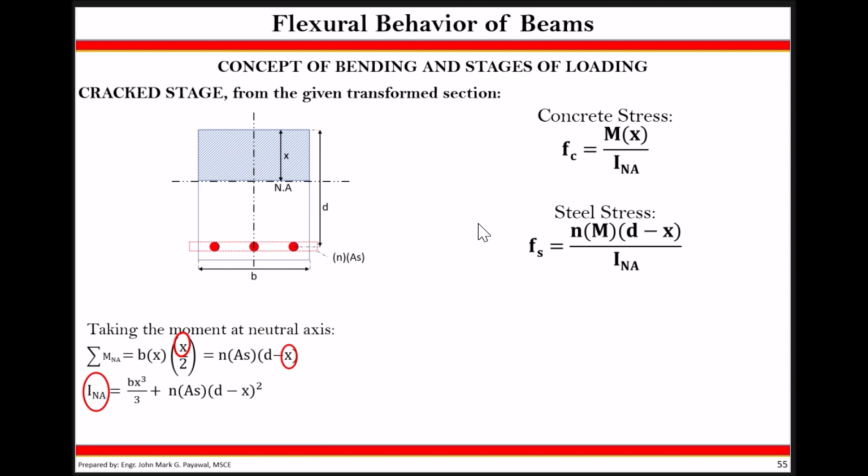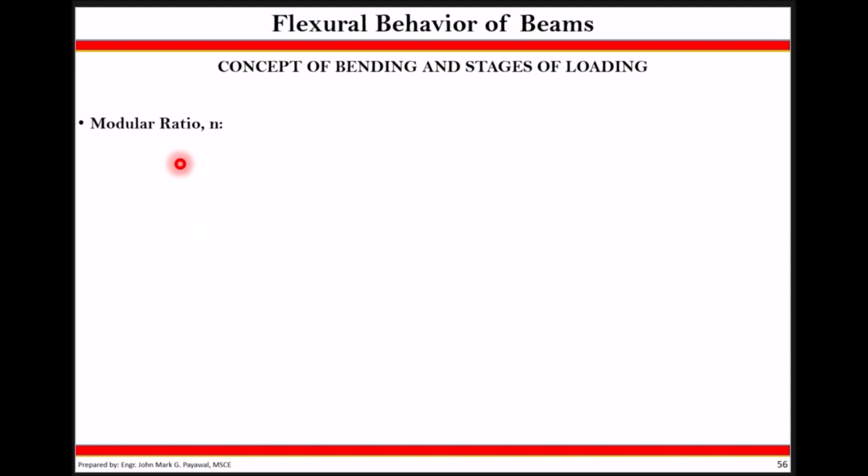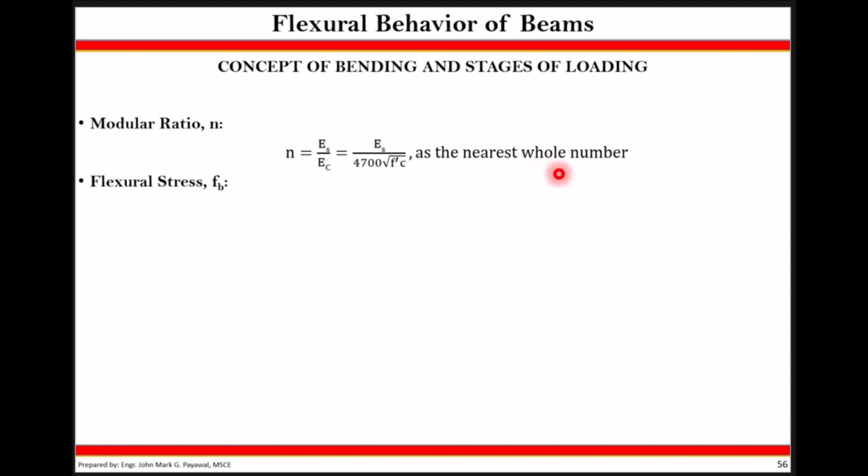Now, before we test our understanding of cracked and uncracked stage in a problem-solving way, let's first recall some values for the concept of bending and stages of loading. So number 1, your modular ratio n is equal to Es over Ec. For normal weight concrete, your Ec would be equal to 4700 times the square root of f'c. Es is equal to 200,000 megapascals. It is always rounded to the nearest whole number. So what does it mean? For example, the ratio becomes 9.29. Your n would be assumed to be 9.0.